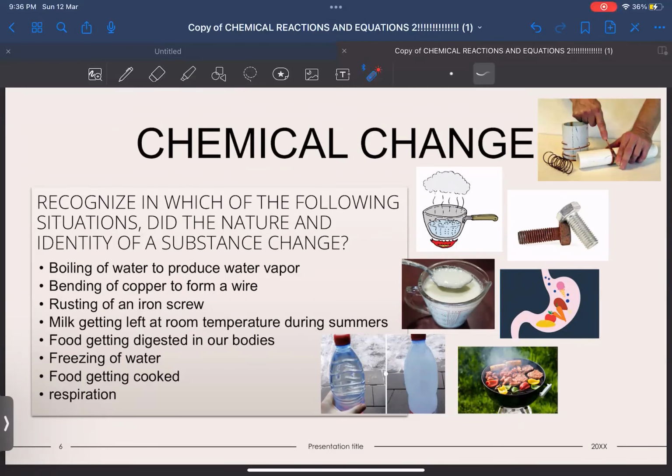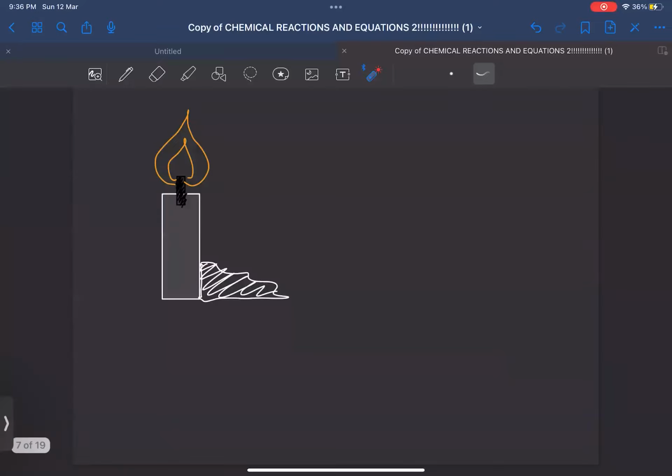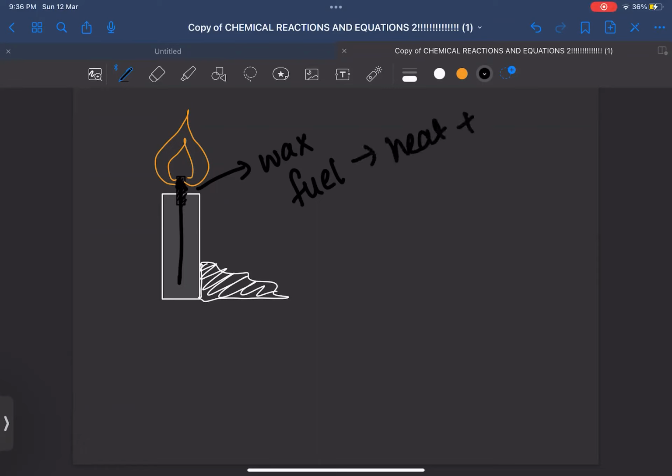Moving on, we have a special case over here, which is a candle. When a candle burns, the wax flows up to the wick, and the wax acts as a fuel for producing heat and light. So what do you think this is? This is a physical change.